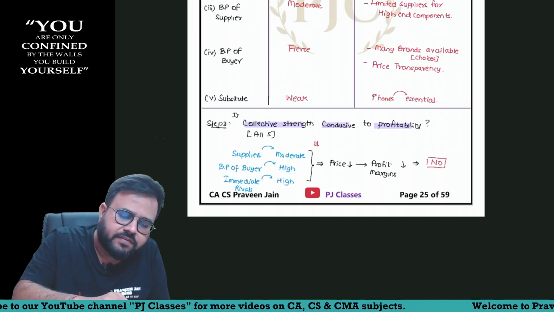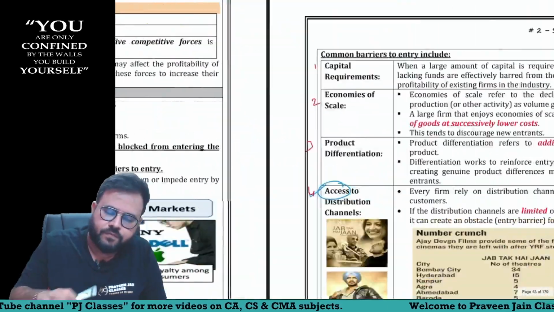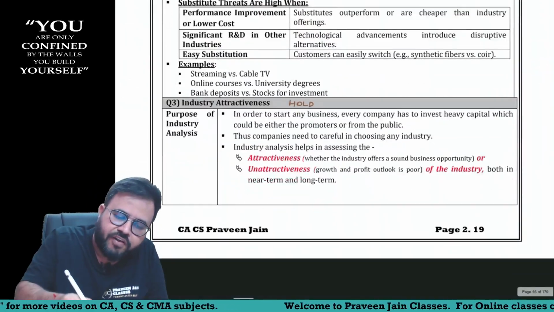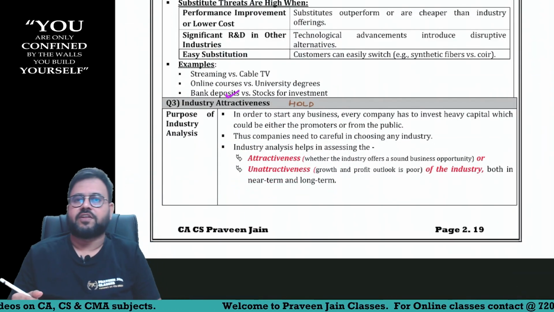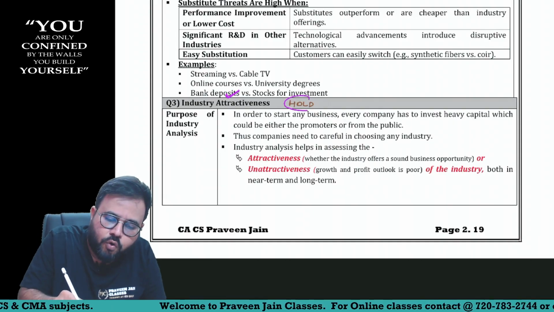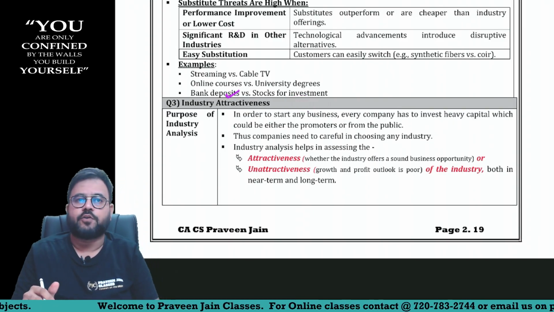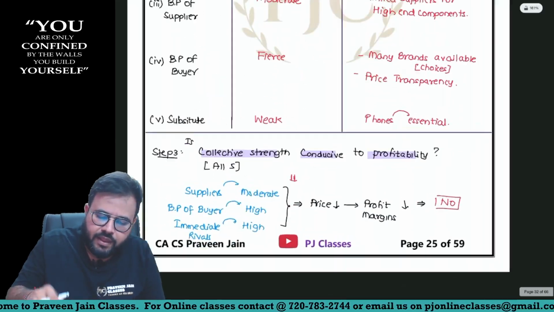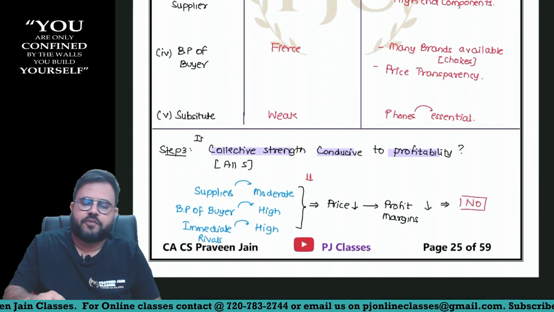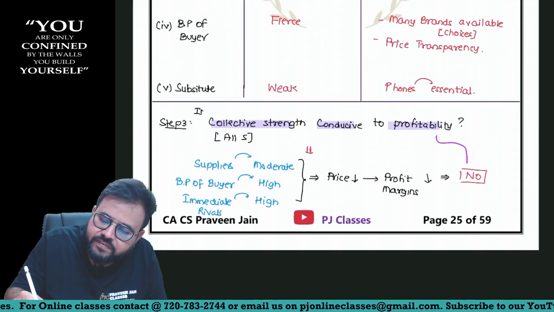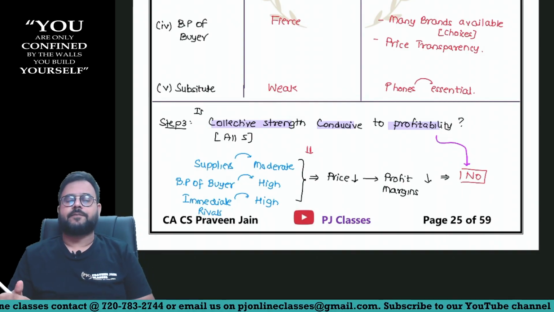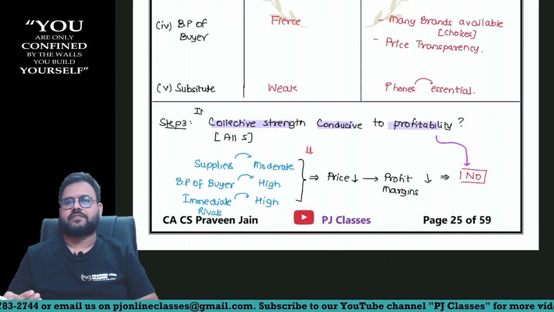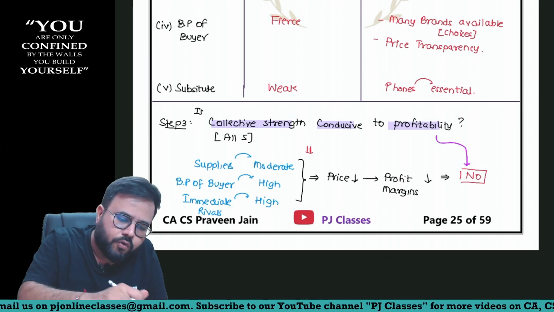To be very precise, that is our next question. After completing this 5 forces competitive model, the second question, what we have to understand is industry attractiveness. That question we have kept on hold, sir, which we will discuss now. Did you understand this, Raja? Okay. So now tell me, is collective strength conducive to profitability? Answer is no. So is this an attractive industry for a new entrant? Answer is no, sir. This is not told by the 5 forces model, but you should understand this. Clear, Raja?